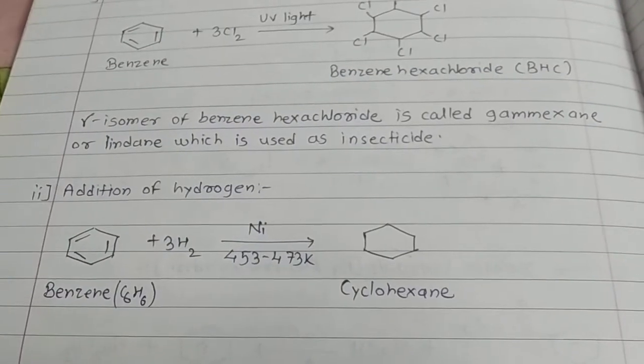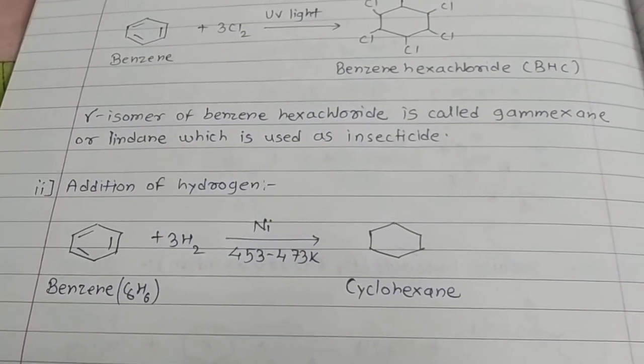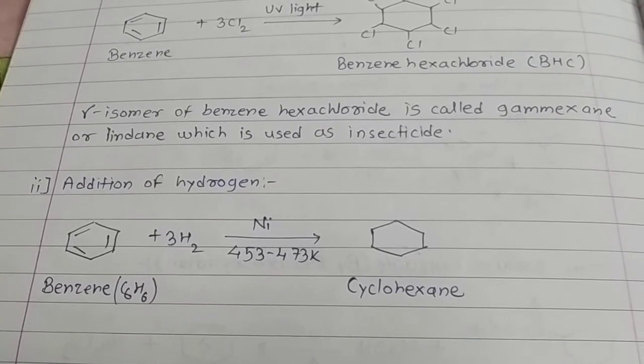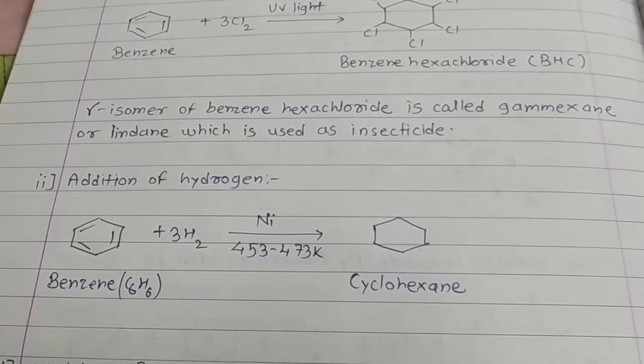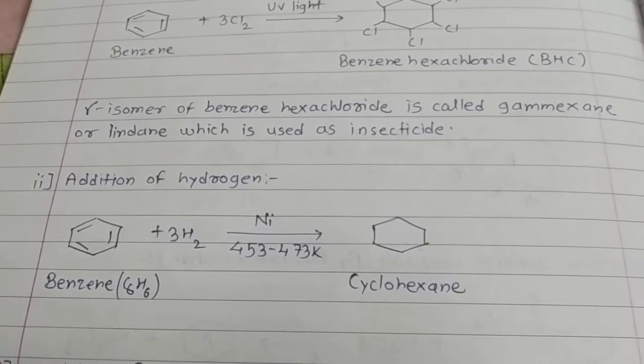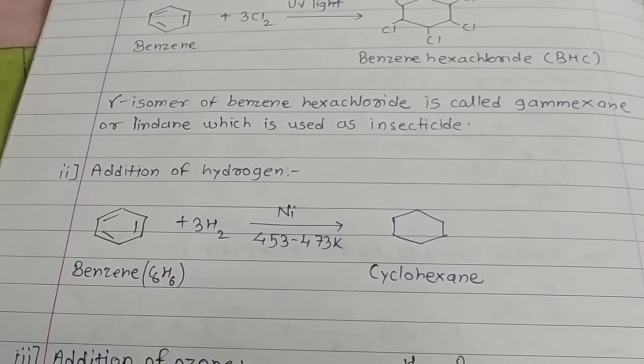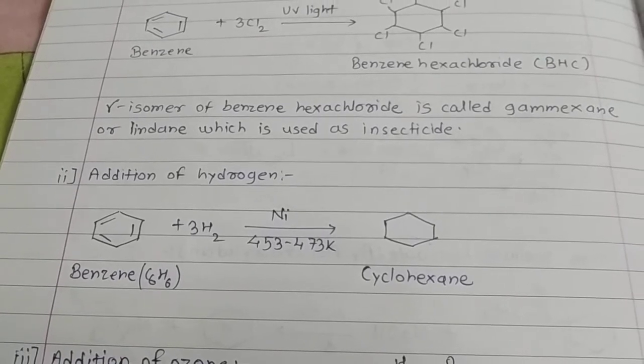Next addition reaction is addition of hydrogen. Again all the double bonds get removed. So hydrogenation takes place in the presence of nickel catalyst at 453 to 473 Kelvin, and we'll get cyclohexane as the product.